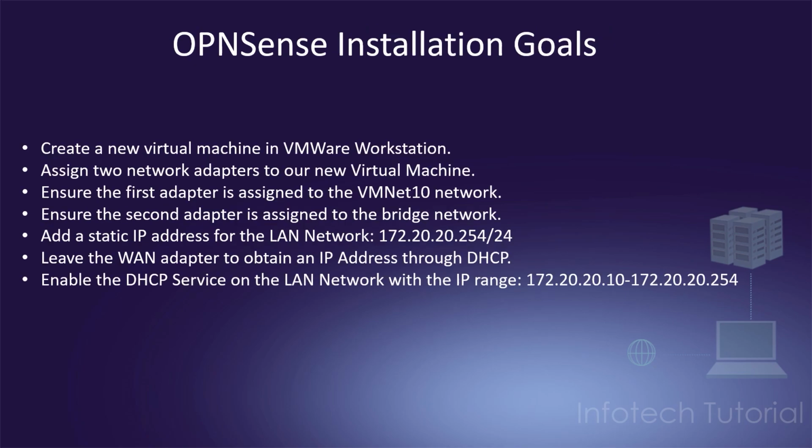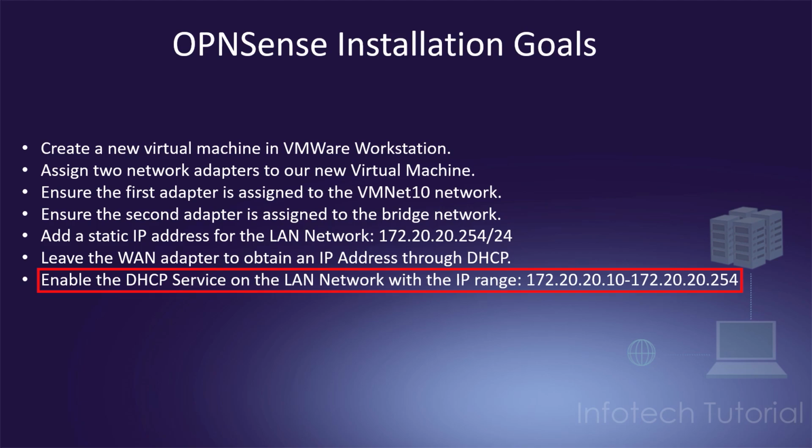So first, we want to create a new virtual machine in VMware Workstation. We will assign two network adapters to our new virtual machine. We'll ensure the first adapter is assigned to the VMnet10 network, ensure the second adapter is assigned to the bridge network, and add a static IP for the LAN network, which will be 172.20.20.254, and that will be on a /24 network. And we'll leave the WAN to obtain an IP address through DHCP.